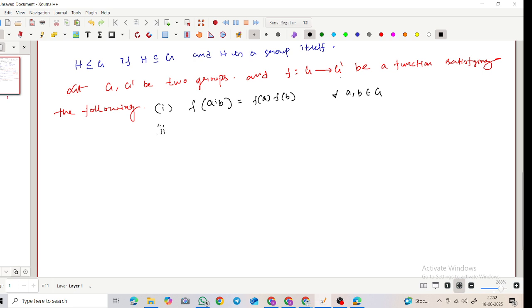I am writing out two more criteria. Tell me if these are needed at all. f of A inverse is f of A whole inverse, and f of e G, that is the identity of G, is basically e G prime. Tell me, are these two criteria redundant? Are they even needed? Or will the first one imply these two?